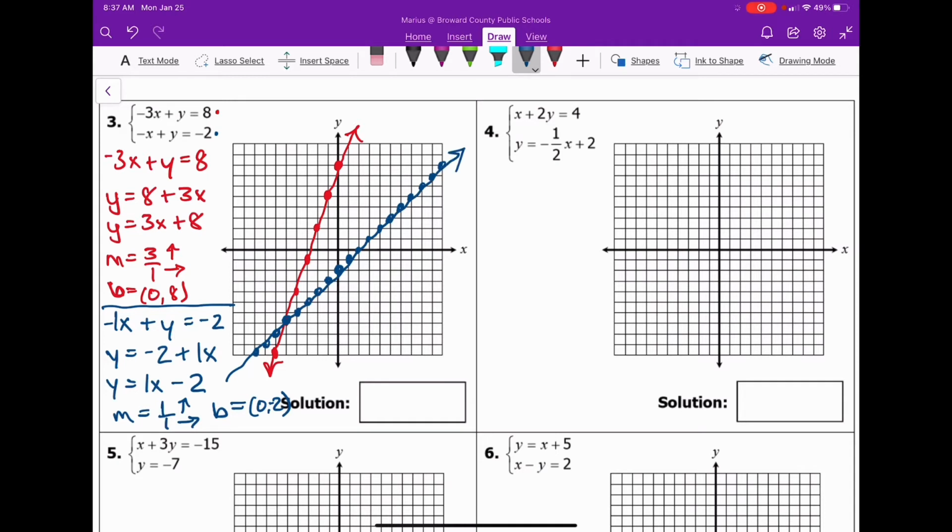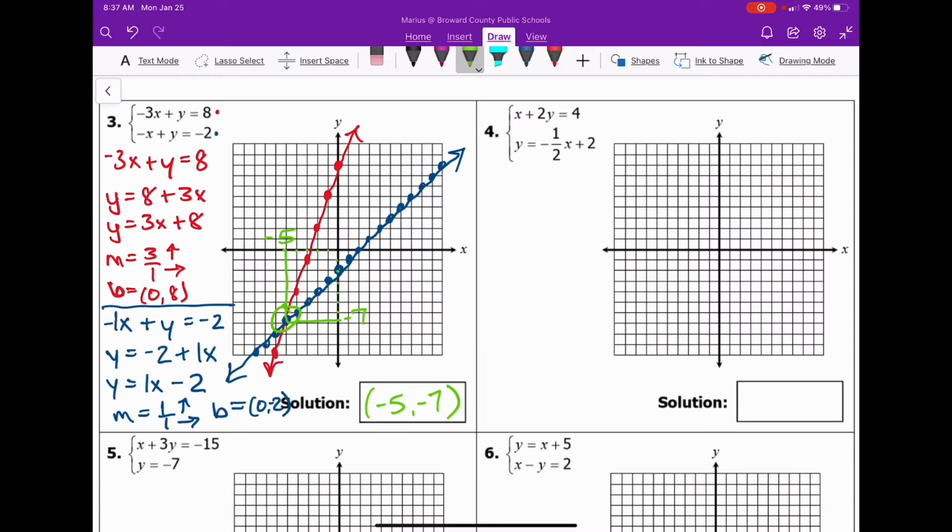Let's draw our line. And let's go ahead and circle our intersection. So that's there, and then the y is right here. So the x is 1, 2, 3, 4, 5, negative 5, and the y is 1, 2, 3, 4, 5, 6, 7, negative 7. So our solution is negative 5, negative 7.